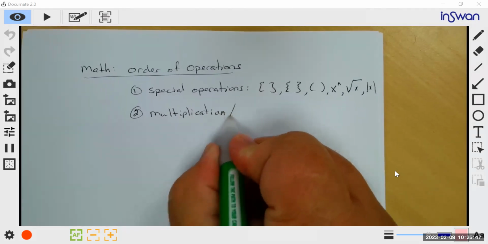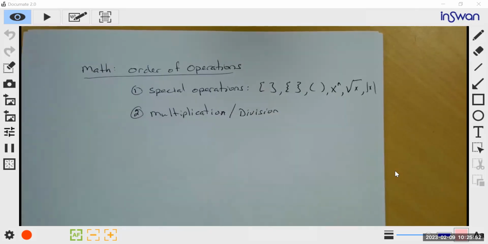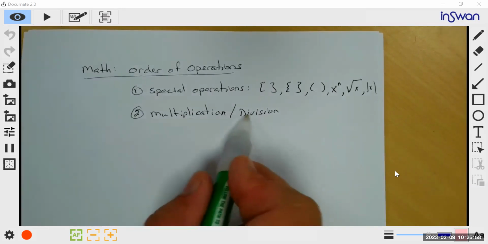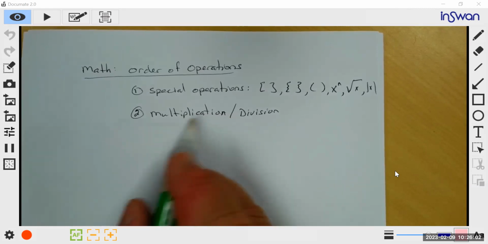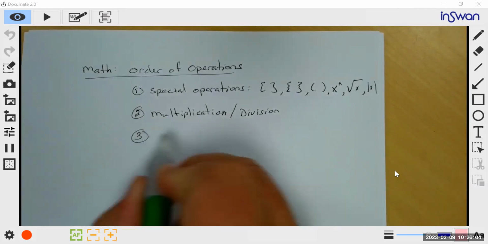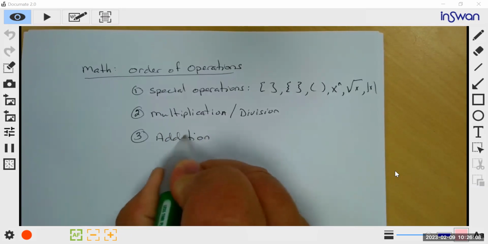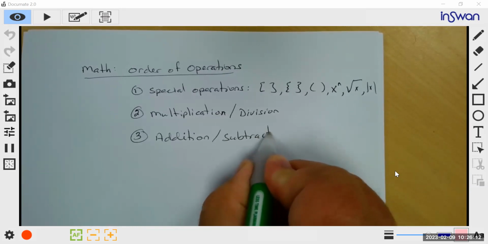Then we look at multiplication and division. Because they're on the same level of importance, one's not more important than the other. They're both equal in importance. Then we do addition, subtraction.